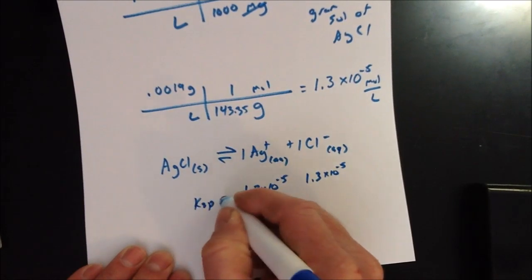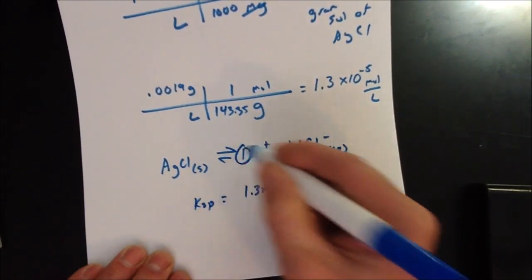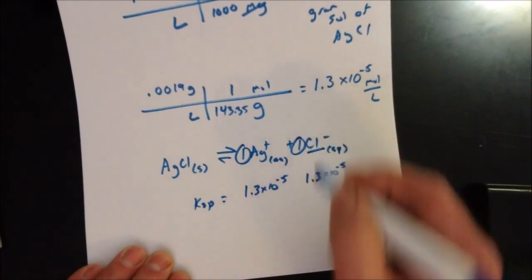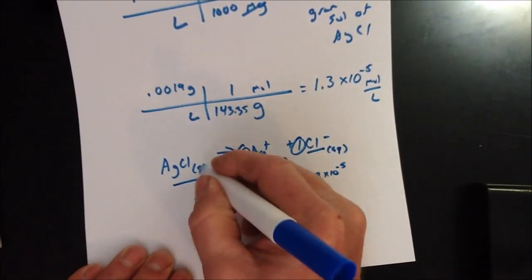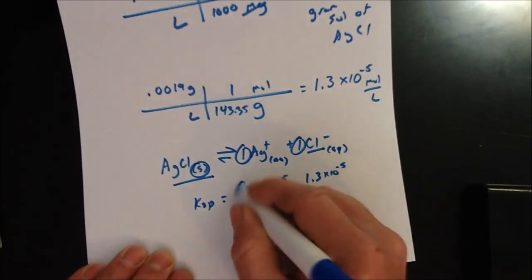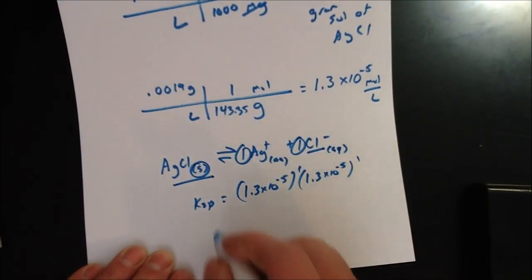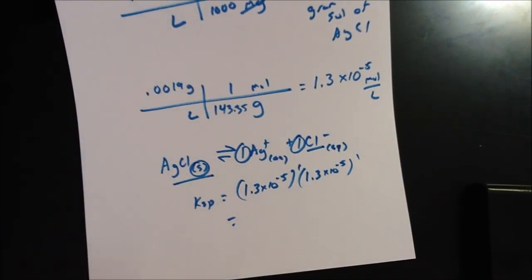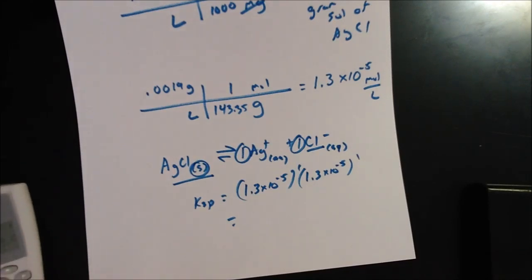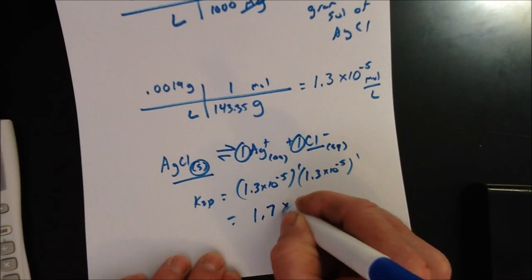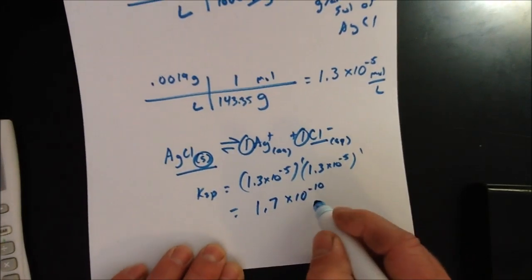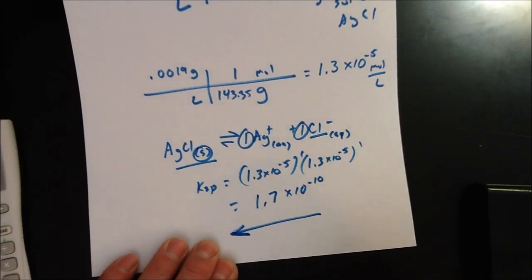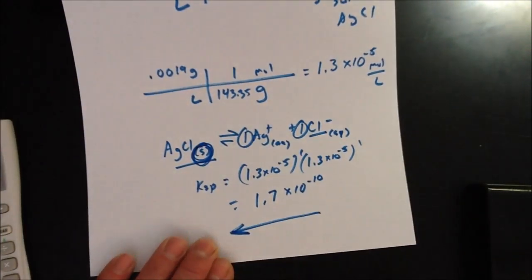And my KSP expression is Ag plus ions to the first times Cl minus ions to the first, and over nothing because this is a solid. So this is going to give me the KSP value for this. And I get 1.7 times 10 to the negative 10th. Now that's a really, really small number, so that tells me that equilibrium lies heavily to the left, to the precipitant side, to the solid side.